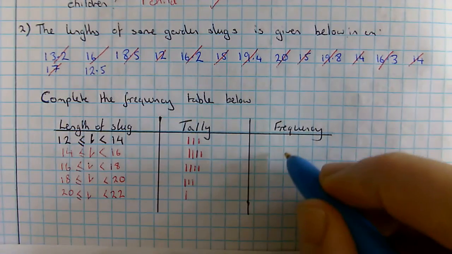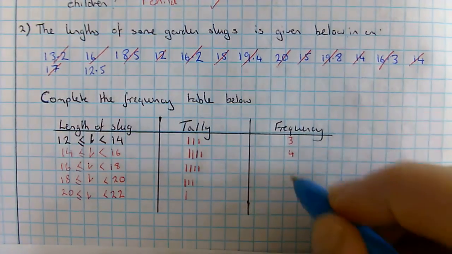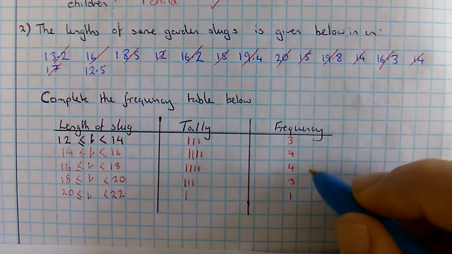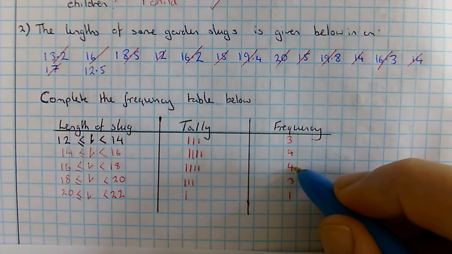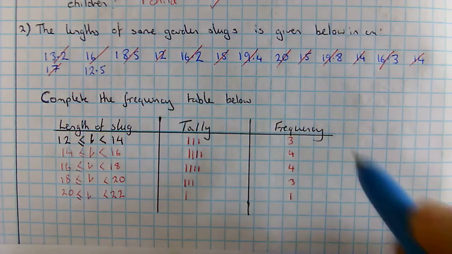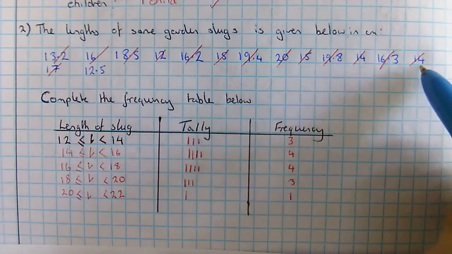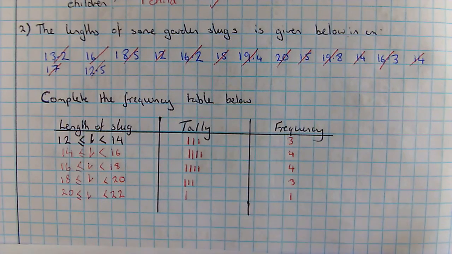So I should have a total frequency of 3, 4, 4, 3, and 1. If I check that, I've got 3 plus 4 is 7, plus 4 is 11, plus 3 is 14, plus 1 is 15. I've got 1, 2, 3, 4, 5, 6, 7, 8, 9, 10, 11, 12, 13, 14, 15 items of data. So that looks as though I have it correct.